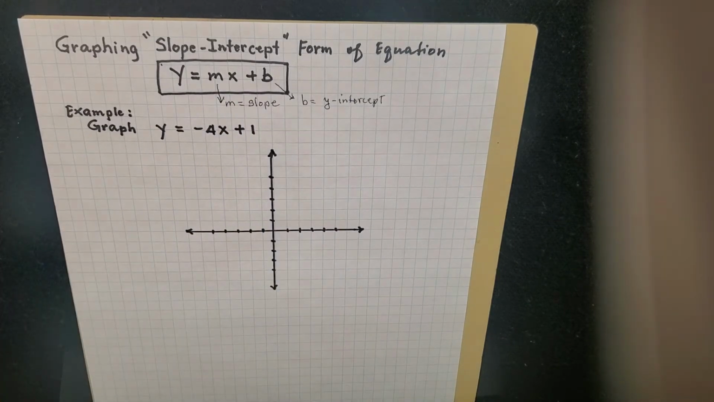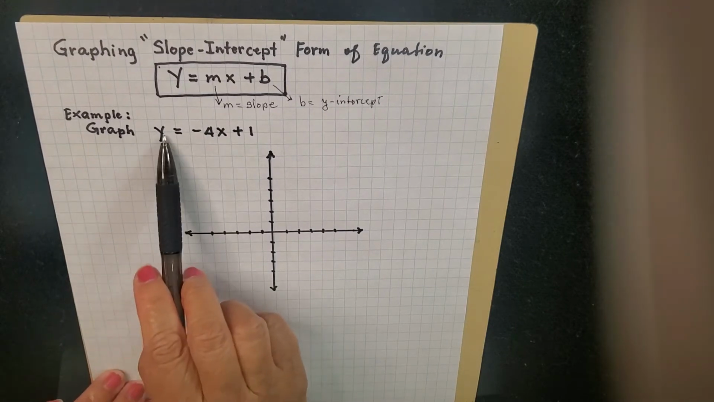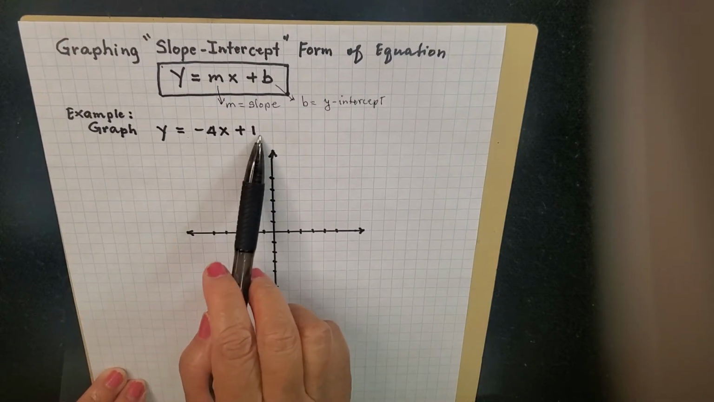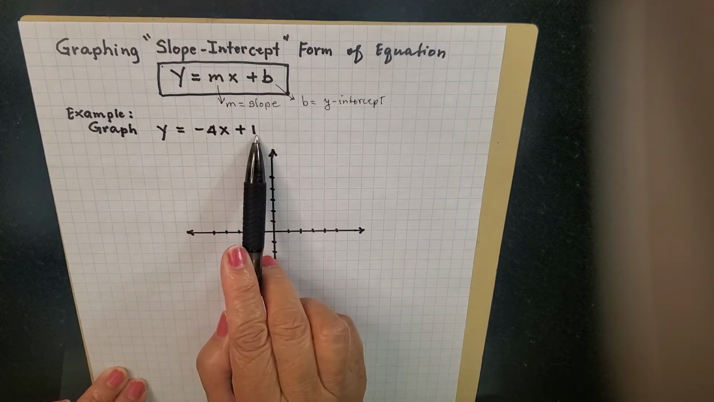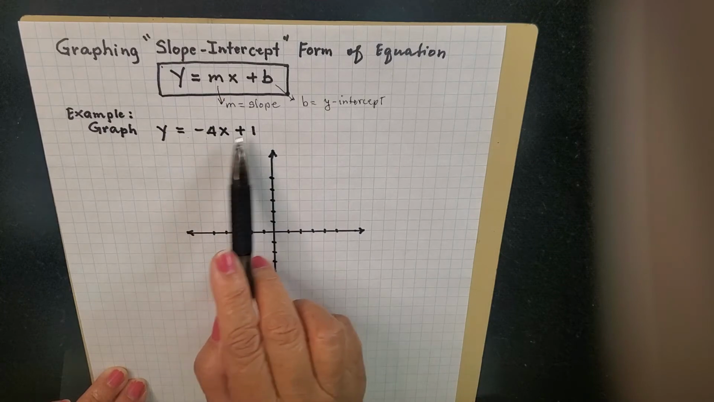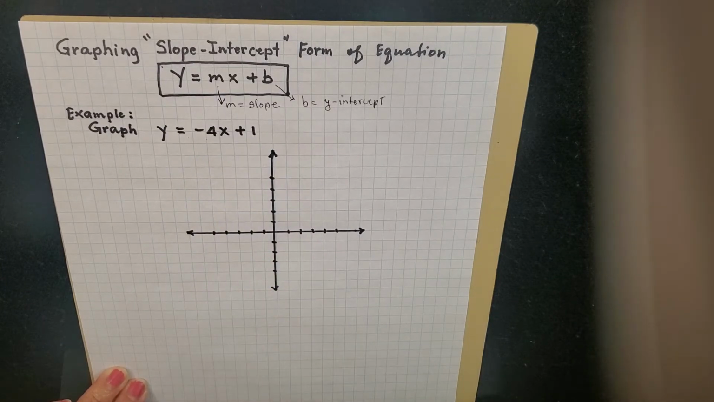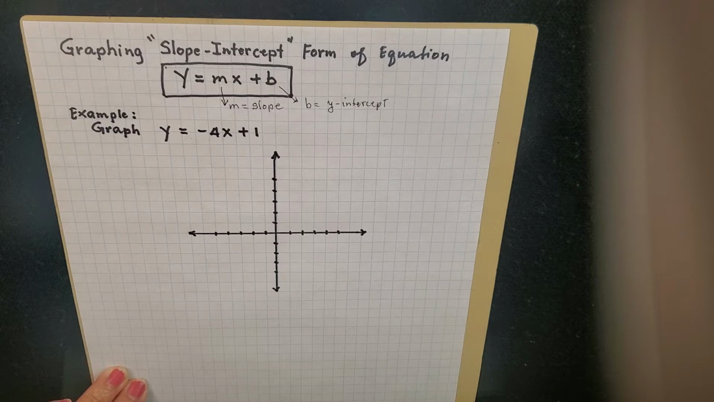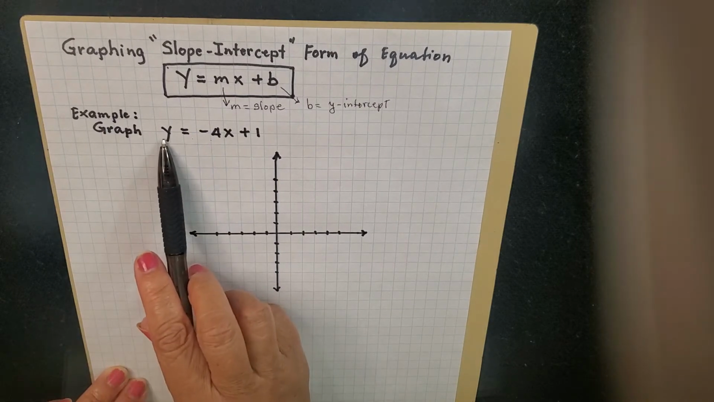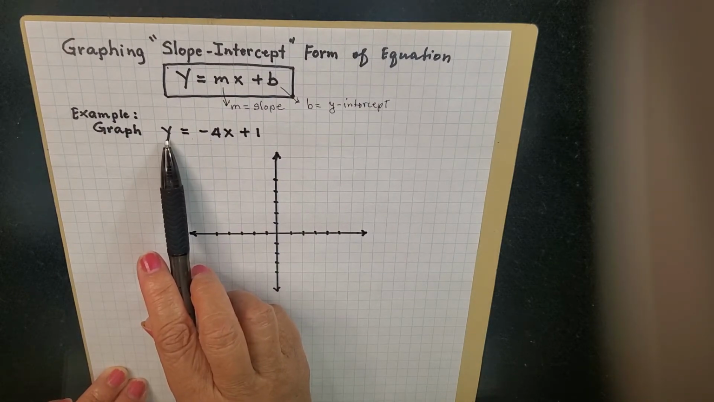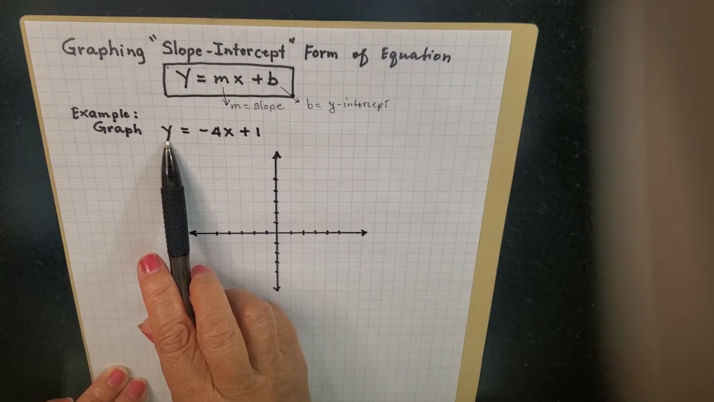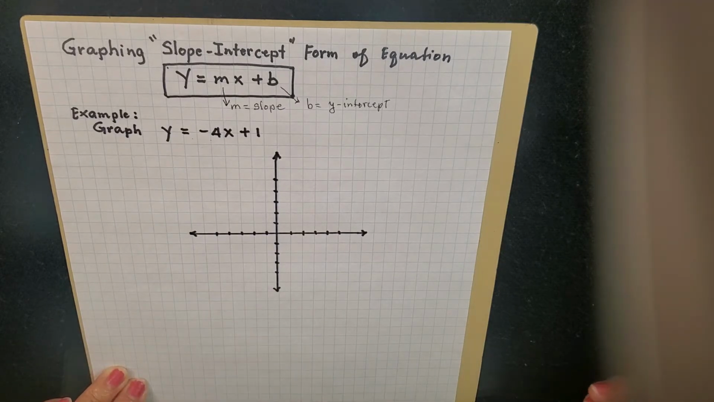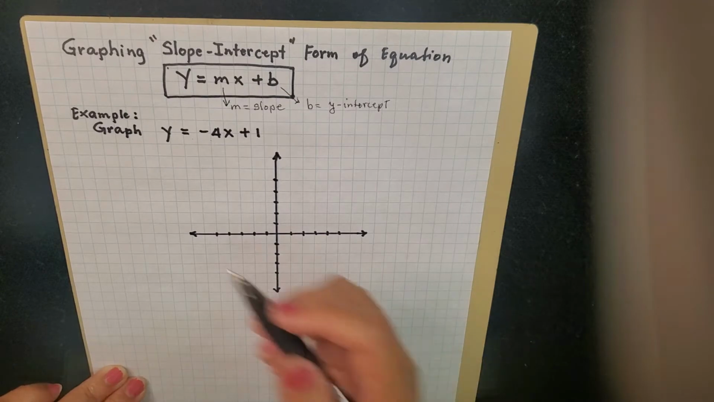Okay, so let us graph y equal negative 4x plus 1. So this is the slope, the y-intercept. We know this is the slope-intercept form. And also, you recognize that the equation is slope-intercept form if it is y equal. Y is by itself at the left side of the equation. Okay? So let us begin.